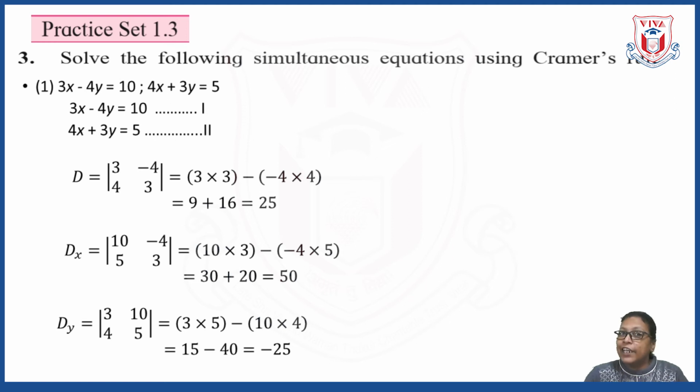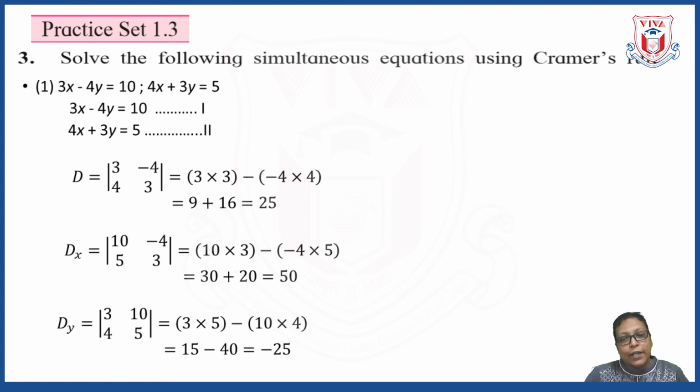As I have said, in D you will not think of the right hand side of the equation. You will write down all the numbers from the left hand side. In Dx, the right hand side coefficients will appear in the first column, and in Dy they will appear in the second column. And then in Dx you are going to write down coefficients of y, and in Dy you are going to write down the coefficients of x. So be very careful while writing these determinants.